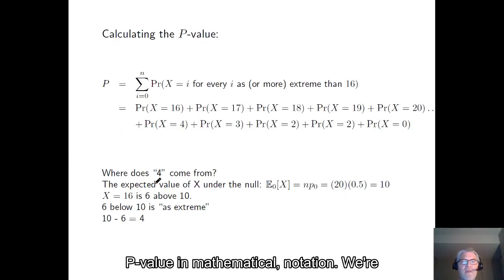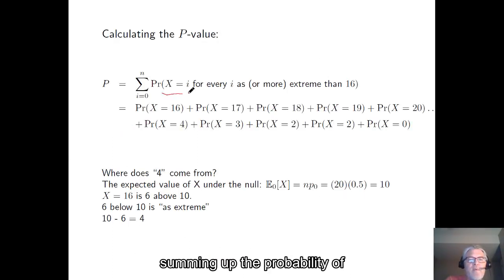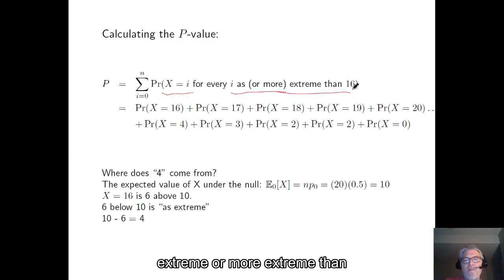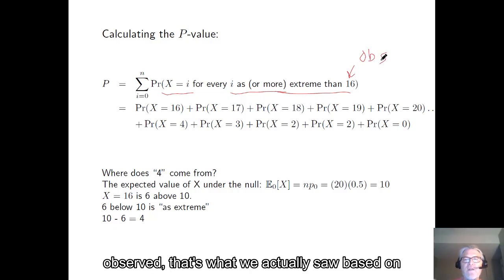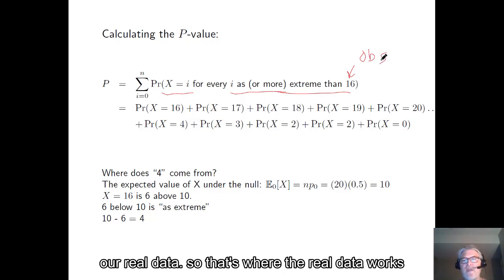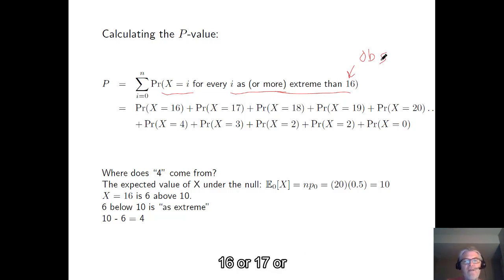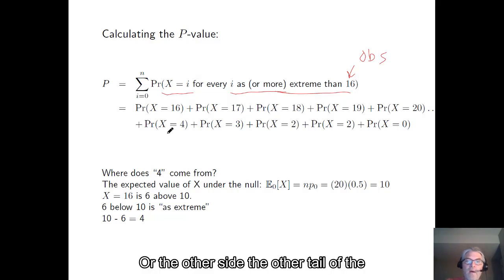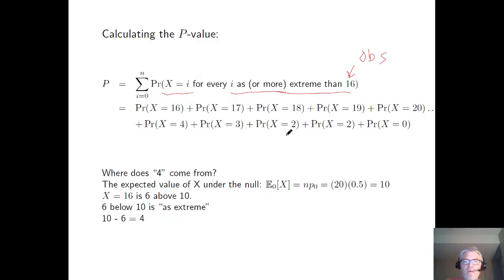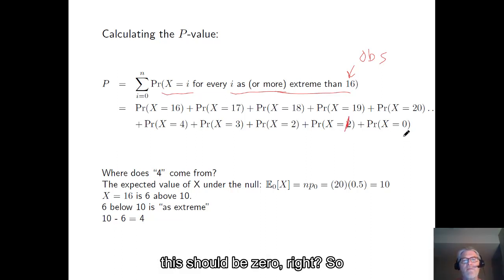In mathematical notation, we're summing up the probability of all of the outcomes that are as extreme or more extreme than the observed value, right? That's the observed, that's what we actually saw based on our real data. So that's where the real data works into this. So in this example, it's the probability of getting 16 or 17 or 18 or 19 or 20, or the other side, the other tail of the distribution, 4 or 3 or 2, or this should say 1, sorry about that, and this should be 0, right?